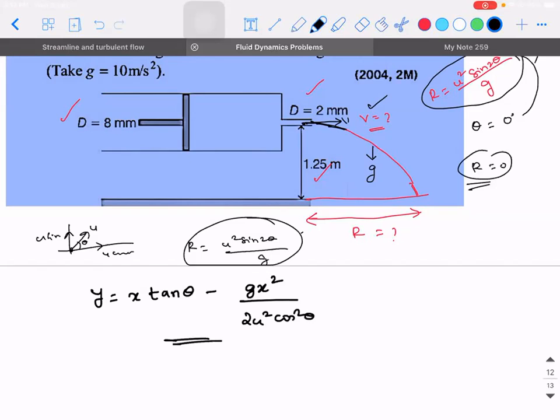y is equal to x tan theta minus g x square by 2u square cos square theta. It means if I am able to take the initial point of projection as origin, then I can take the coordinates of this point as x comma y, and it is easy for me to frame the equation. Right? The only difference is that it is going to be in the fourth quadrant, so x comma minus y is the coordinate. Guys, are you able to understand?